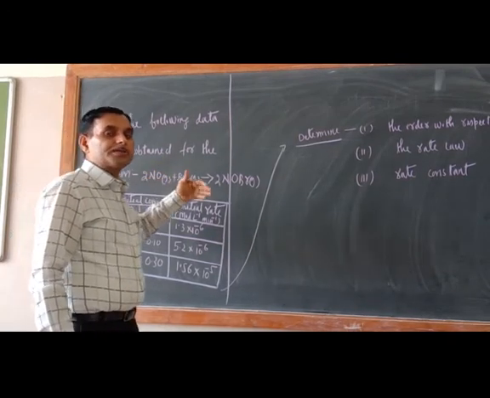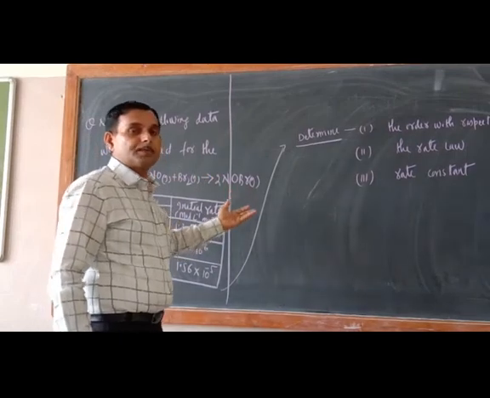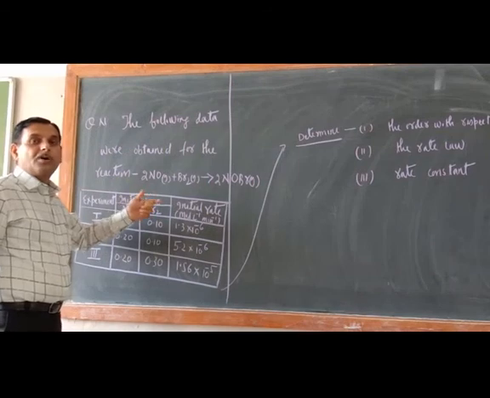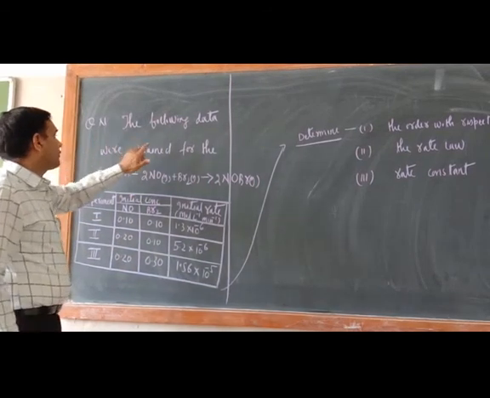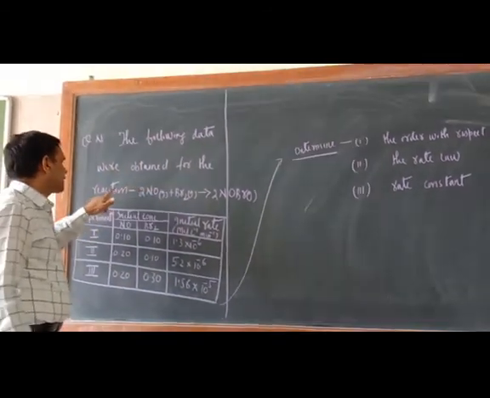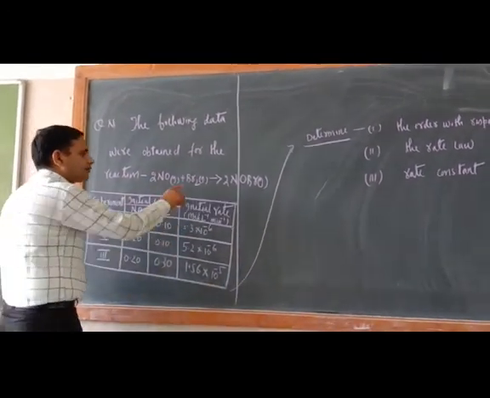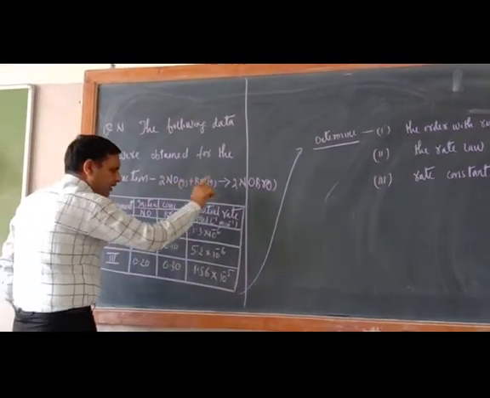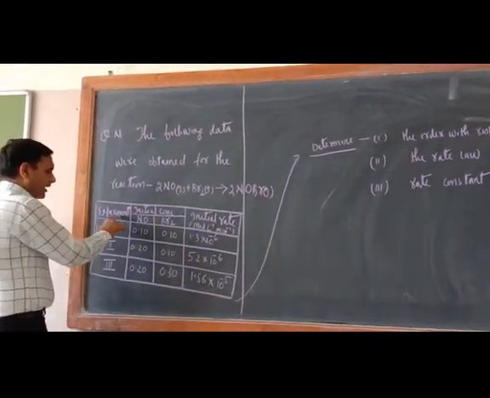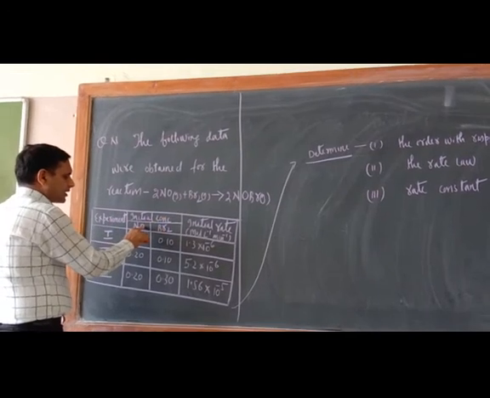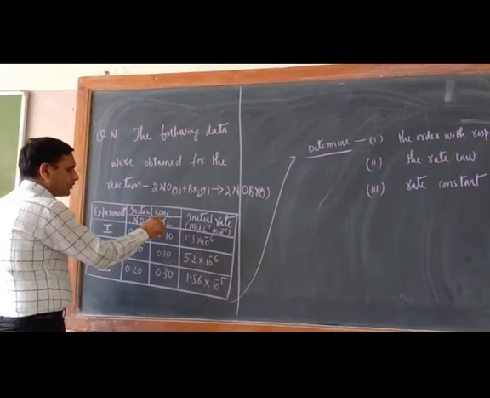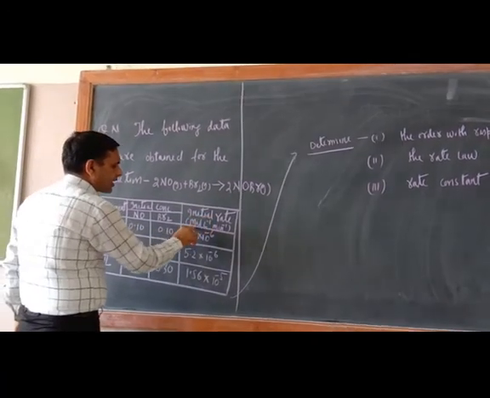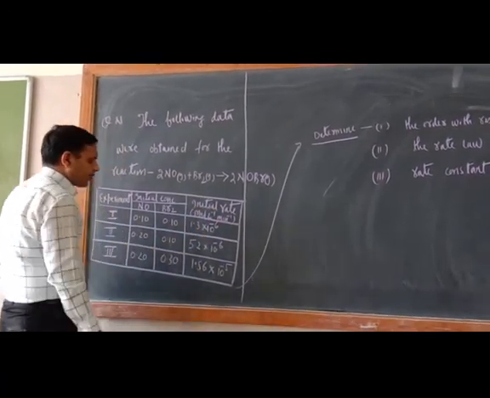Now we are going to study how, with the help of this given data, we can calculate the order of reaction. The following data were obtained for the reaction 2NO plus Br2 gives 2NOBr. The data is summarized in tabular form. Experiment 1: initial concentration of NO is 0.10, initial concentration of Br2 is 0.10, and initial rate is 1.3 into 10 raised to the power minus 6.